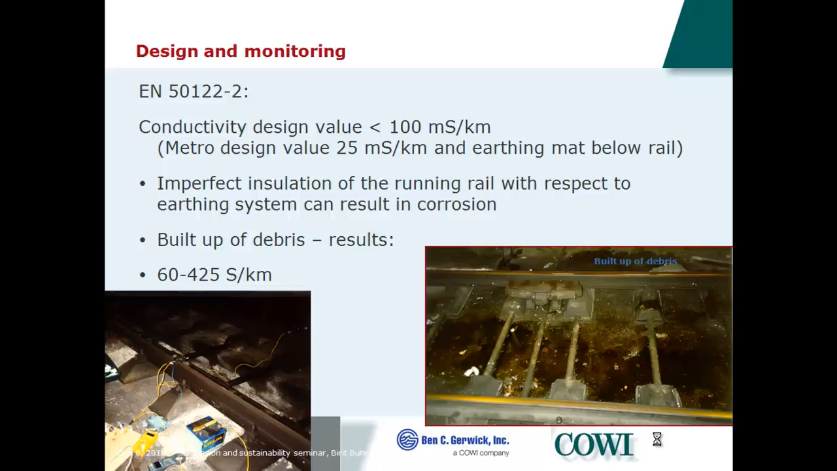So imperfect insulation is a big issue. Build up of debris. We did measurements of leakage conductivity. We had a local guy with us. We took the battery out of his car to do these measurements. So this is a 12-volt car battery. And what we measured was between 60 and 425 Siemens per kilometer. This is millisiemens, this is Siemens.